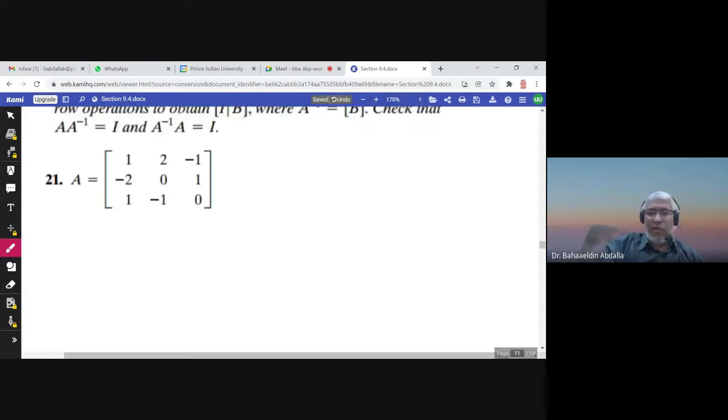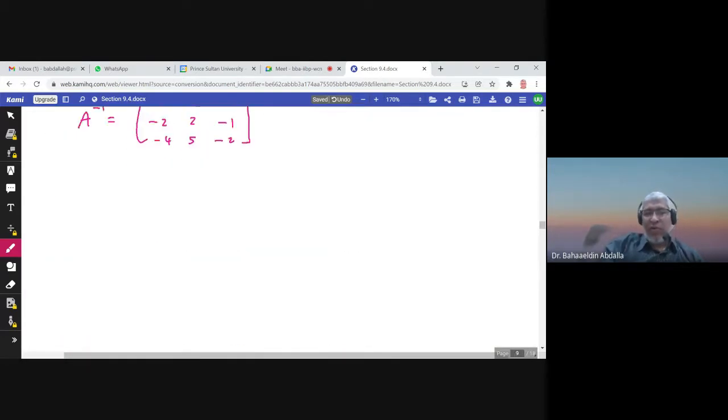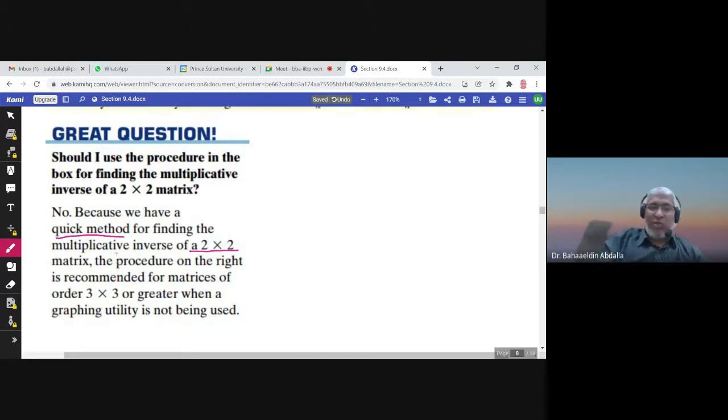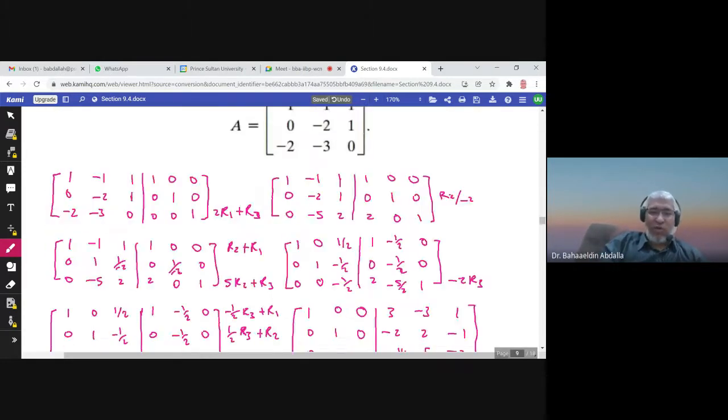Of course, you can use the same method to find the inverse of 2 by 2 matrices, all right? But you have a quick procedure, a quick method to find the inverse of a 2 by 2 matrix. So you use that method, which we discussed in the previous section. You can use this method, but it is longer. So why would you use a longer method?